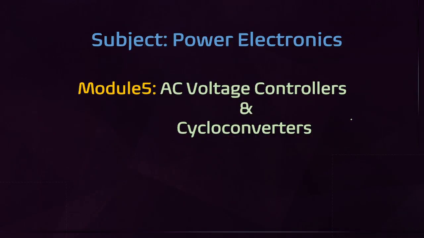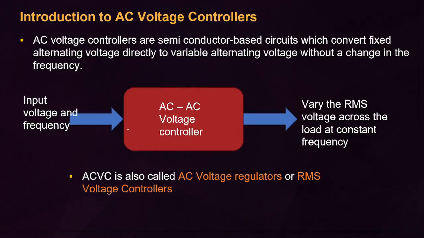Continuation of important observations from power electronics concepts. In this session, with respect to Module 5, I would like to discuss AC voltage controllers and cycloconverters concepts. All of you concentrate. First, we have to start with the AC voltage controllers.